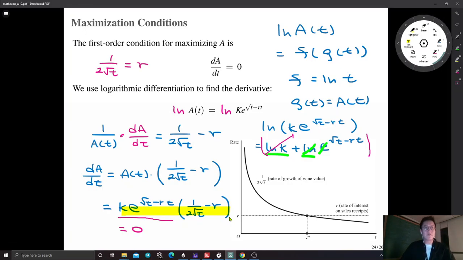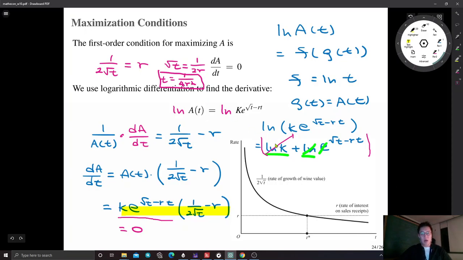So if we solve this for t, then we obtain square root of t equals 1 over 2r. So t should be 1 over 4 r squared. Yeah. So the function A of t has a unique critical point at this point. Okay. So when t equals 1 over 4 r squared.